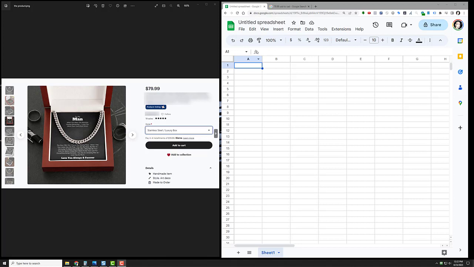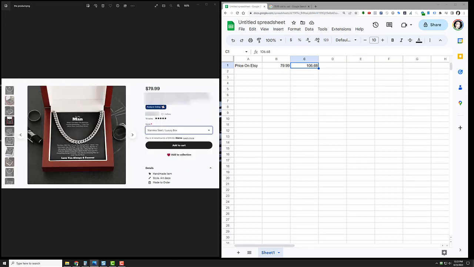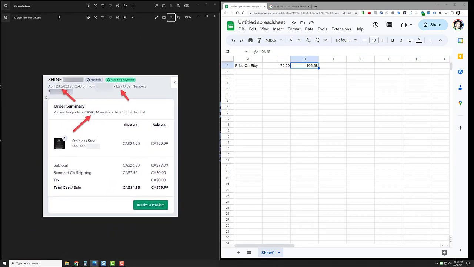So I got my little spreadsheet here, and you can see the actual design and everything. It was a Cuban link necklace, so the price of this on Etsy is $79.99. That's US. If I convert that to Canadian, which is where I am, because that's where I'm going to do all my calculations, it's about $106.68 that I actually received from Etsy, which I will show you in a second. But first, let me go to Shineon and show you what they show us.